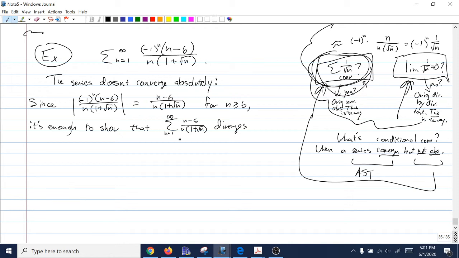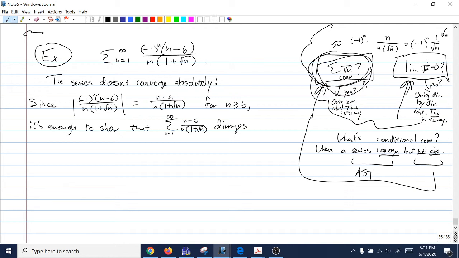This isn't quite the absolute convergence, but it equals the same past the 6th term. That's why I'm saying it's enough. This is close enough to the original. Why do I know that this thing diverges? This diverges. I want to use limit comparison with 1 over root n.